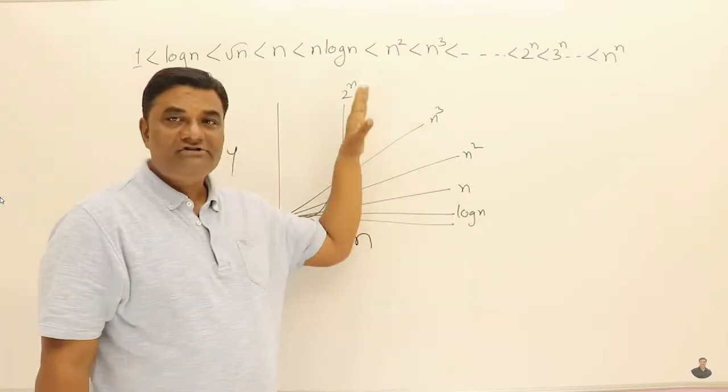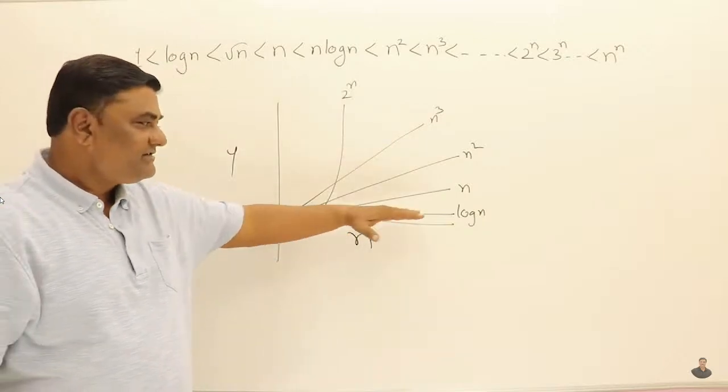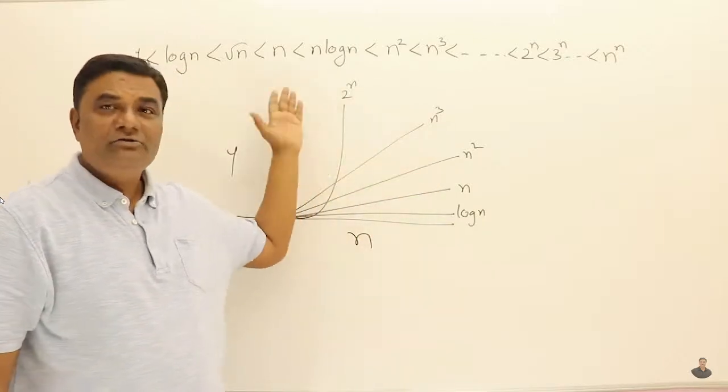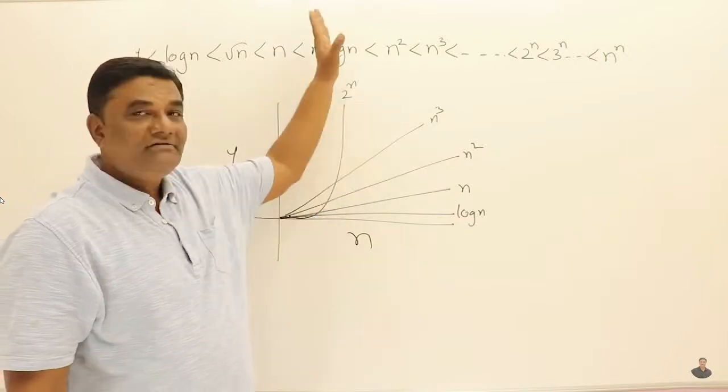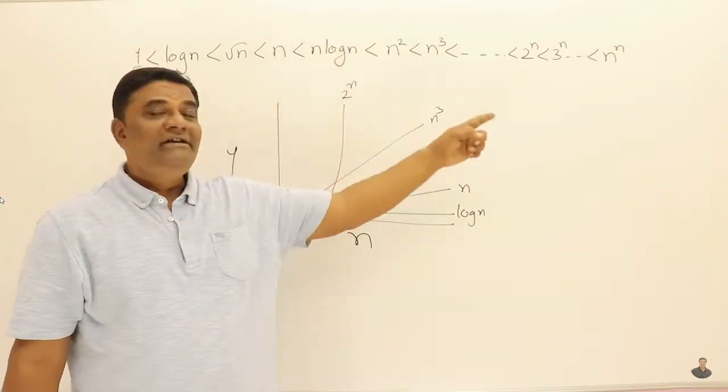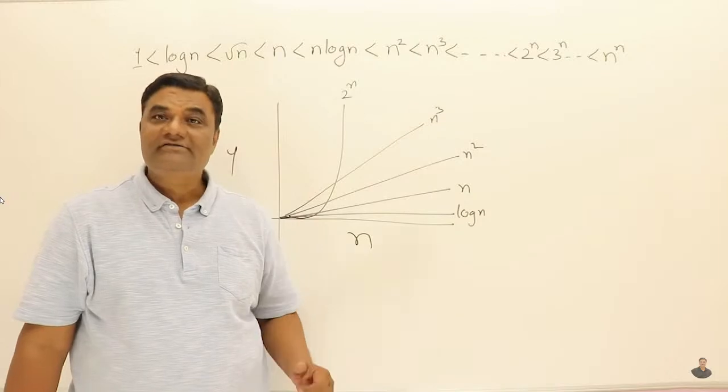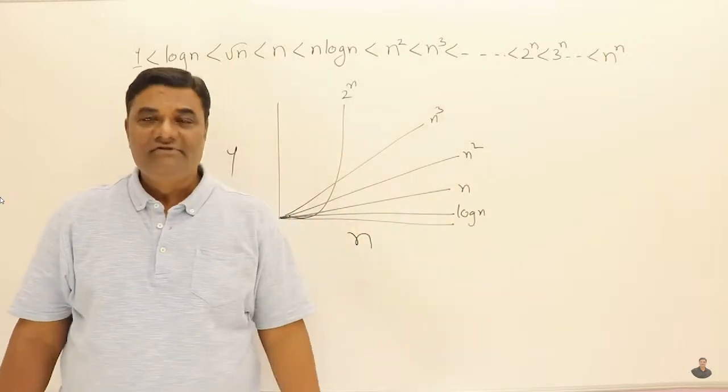This is not for the same x and y values. I have just written n values and drawn some lines here. So this is smaller than this one, this is smaller than this, and this is greater than this. Like that 2 power n is greater. Initially it may be smaller for some values of n, then certainly it will increase. So this inequality is very, very important. The order in which they are arranged is very important.